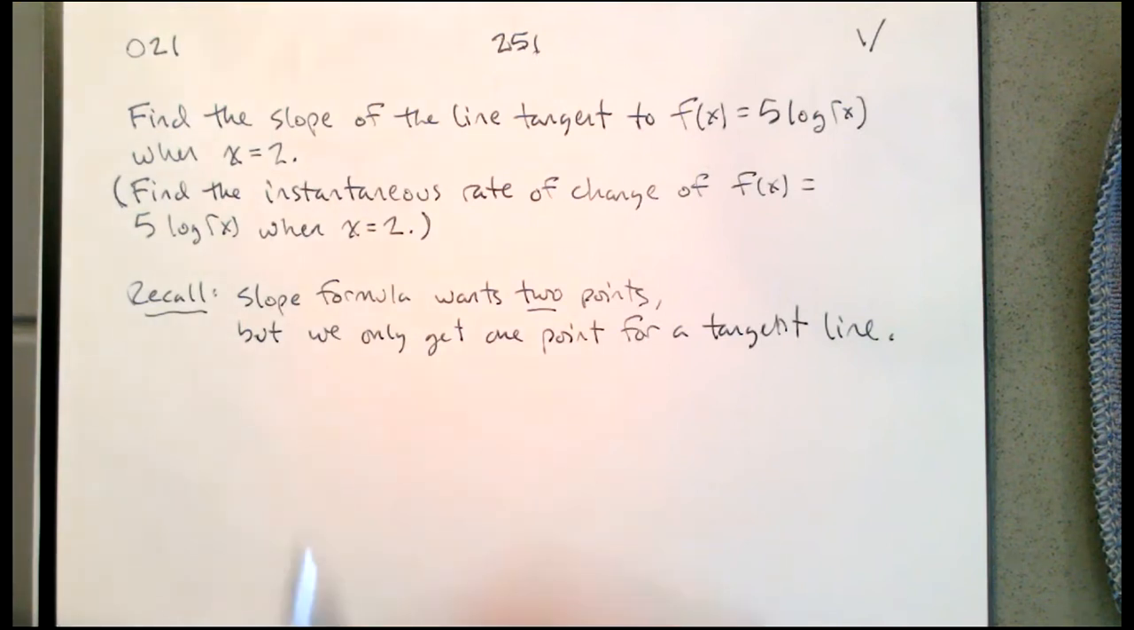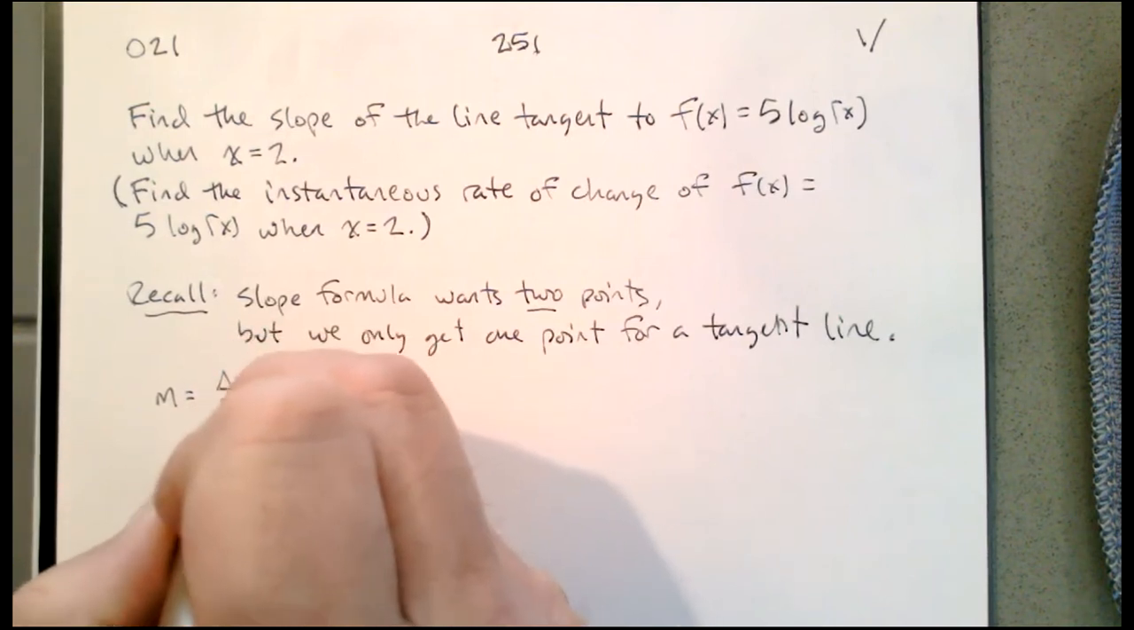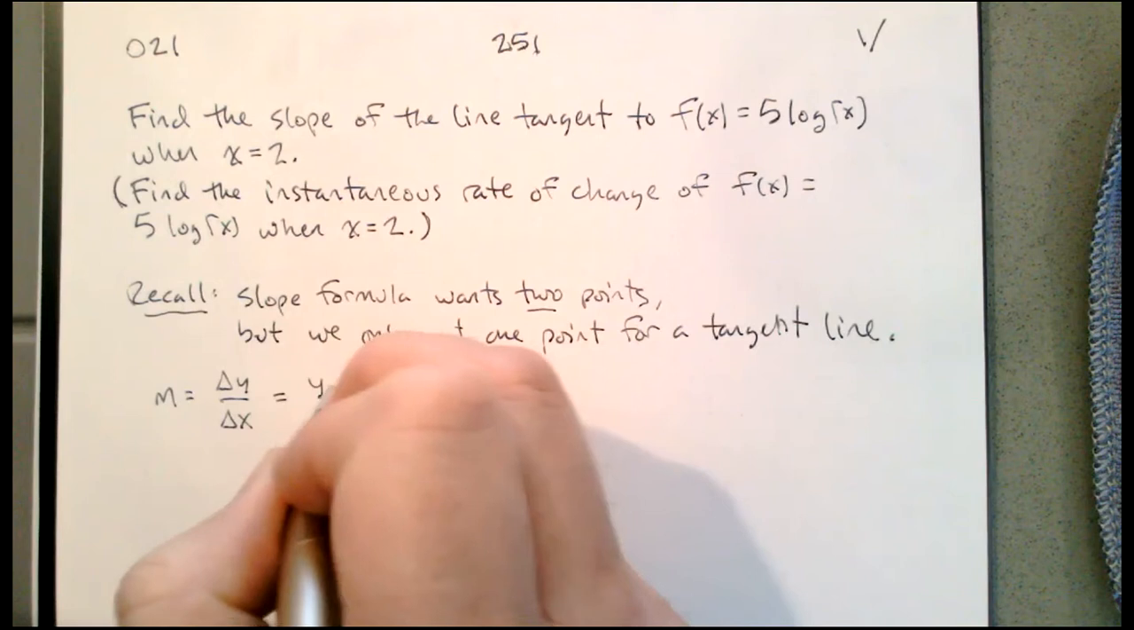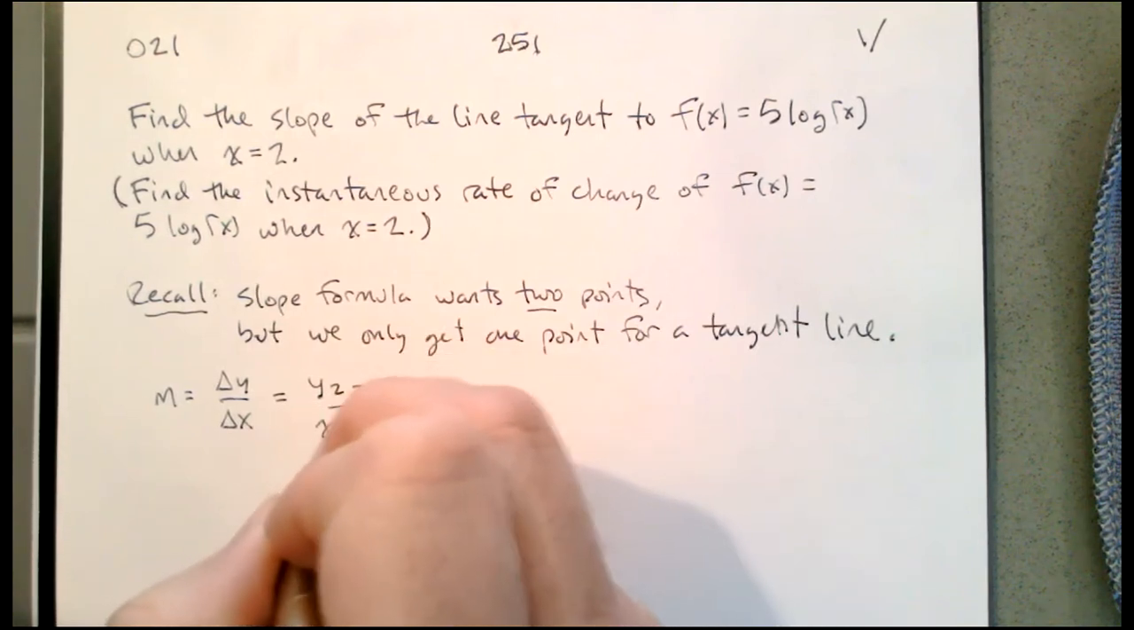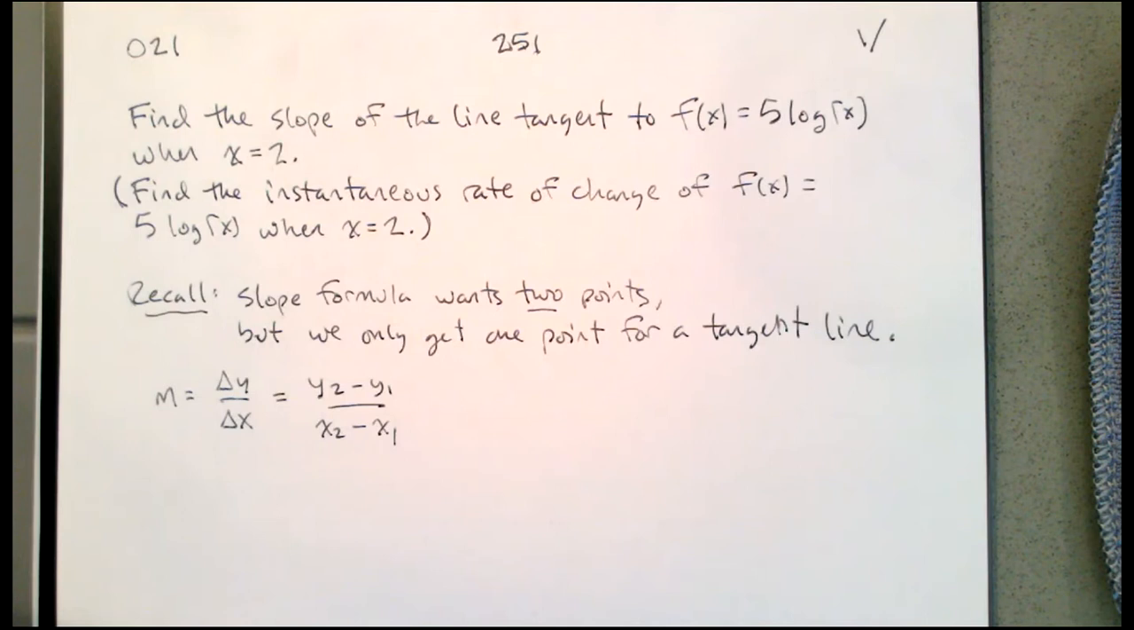So the slope formula: slope is change in y divided by change in x. We could think of this as y2 minus y1 over x2 minus x1. We need 2 points. If I try to plug the same point in twice, I get 0 over 0, and that's not defined. We cannot put a value on 0 over 0. Sometimes 0 over 0 is going to look like 0, sometimes like infinity, sometimes like something in between. That's why it can't be defined.